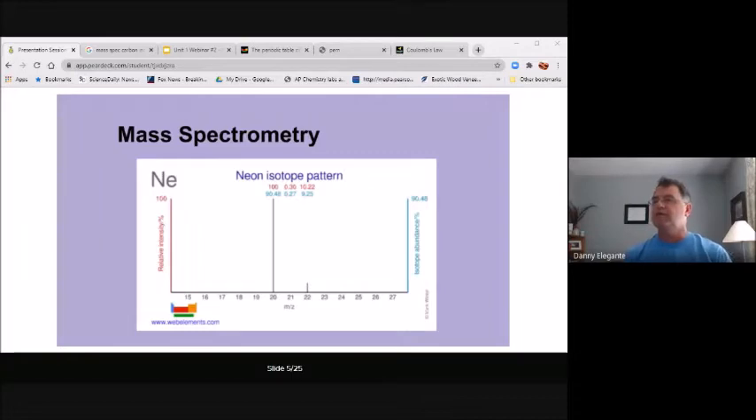And then the one at 22 makes up 9.25%. And then there is supposed to be a little tiny peak at 21, but notice you can't even see it. That's because it's only 0.27%. It's such a small amount that you really don't see that about neon. So what we can tell from this is nothing about neon's electrons. This is mass spectrometry. We can only tell something about its nucleus. How many protons and neutrons does it have?